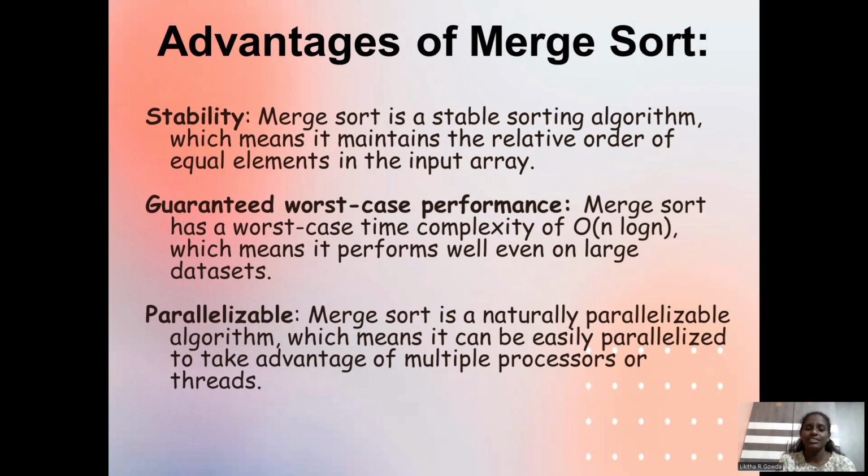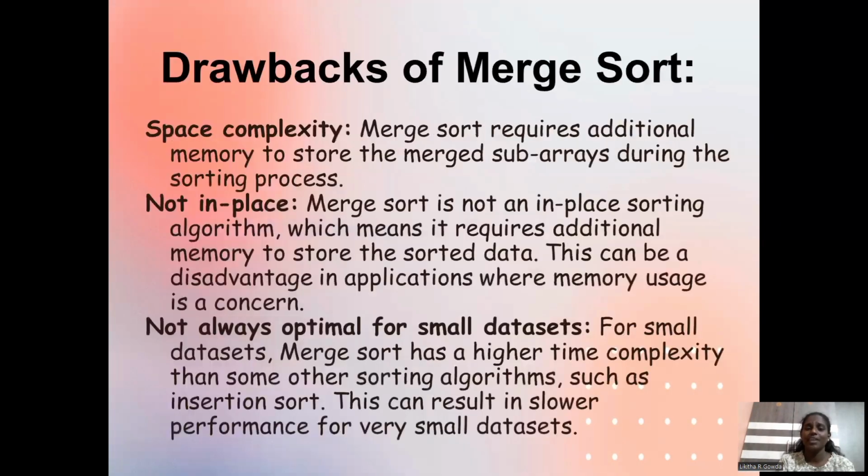Parallelizable. Merge sort is a naturally parallelizable algorithm, which means it can be easily parallelized to take advantage of multiple processors or threads. Drawbacks of merge sort. Space complexity. Merge sort requires additional memory to store the merged subarrays during the sorting process. Not in place. Merge sort is not an in place sorting algorithm, which means it requires additional memory to store and sort the data. This can be a disadvantage in applications where memory usage is a concern.